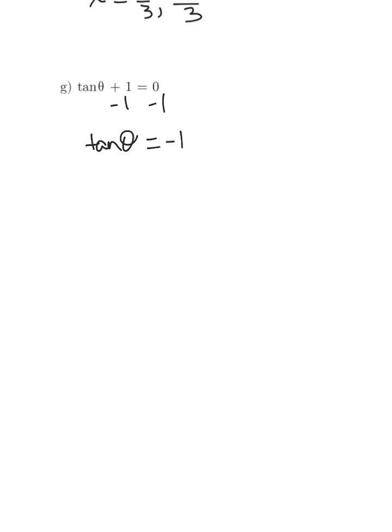Where is tangent negative? Quadrants 2 and 4. Where does tangent equal 1 or -1? It's always 1 or -1 at the pi over 4 angles. So in quadrant 2, the theta we would be talking about would be 3 pi over 4. And in quadrant 4, it would be 7 pi over 4.